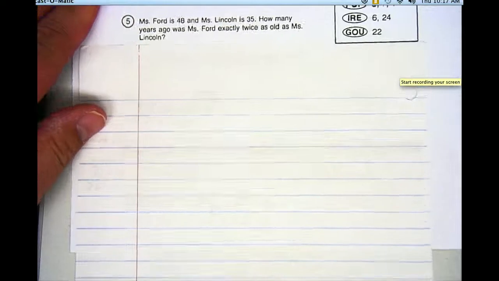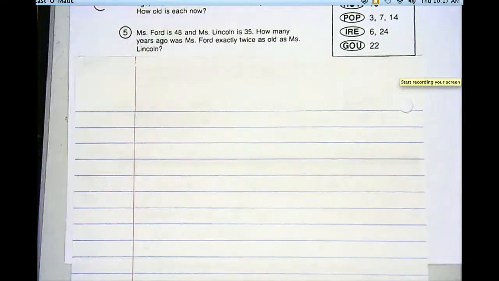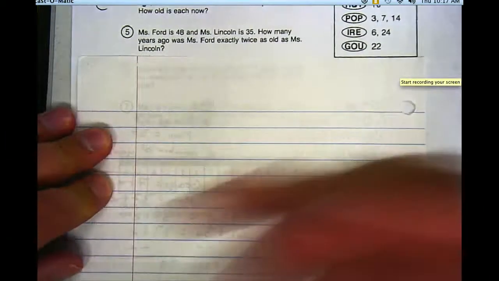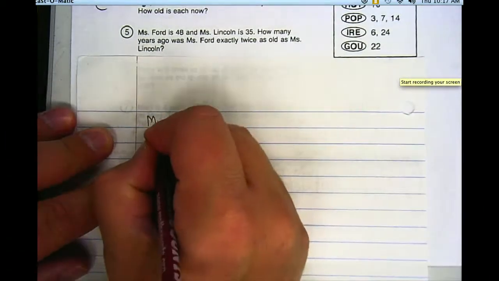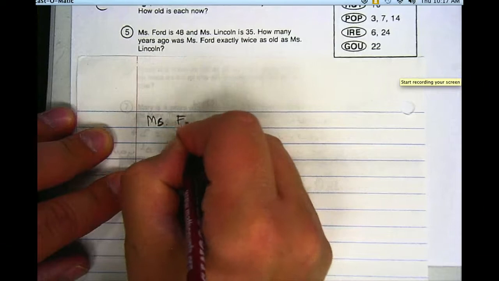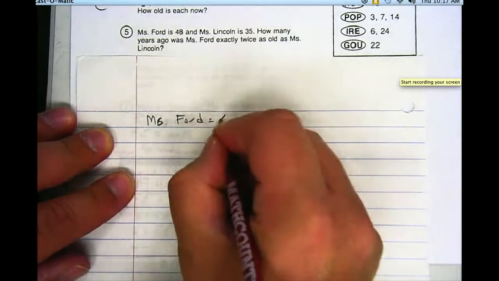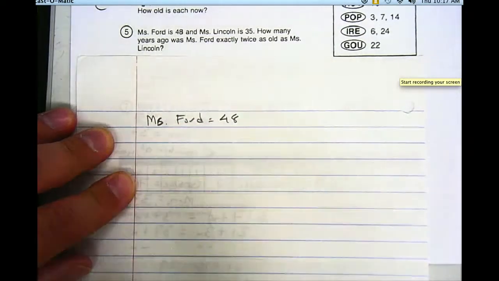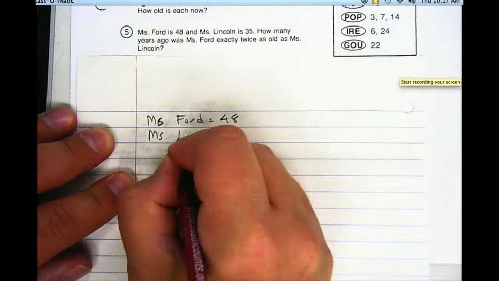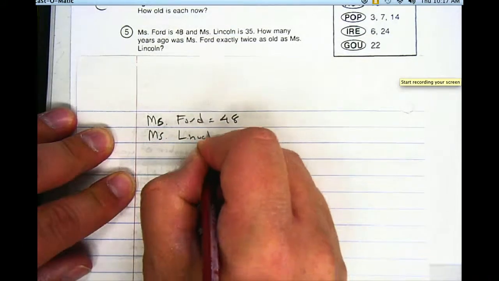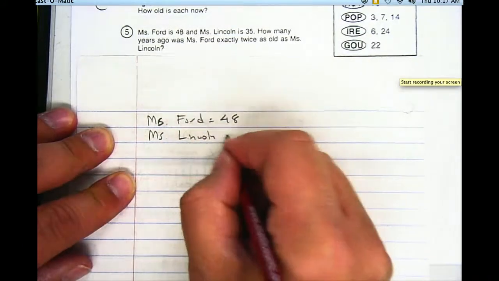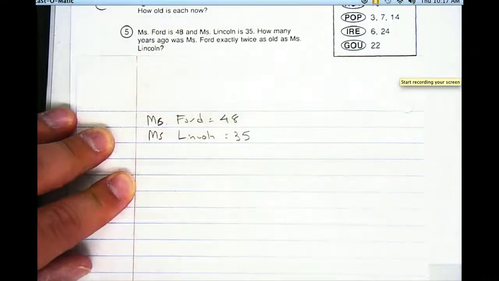Let's do one more. We're going to do number 5 also. And this one's about Mrs. Ford and Mrs. Lincoln. Miss Ford is 48 and Miss Lincoln is 35. So let's define the variables right away to start. So Miss Ford equals 48. She's 48 years old right now. And Miss Lincoln, she's 35 years old right now.